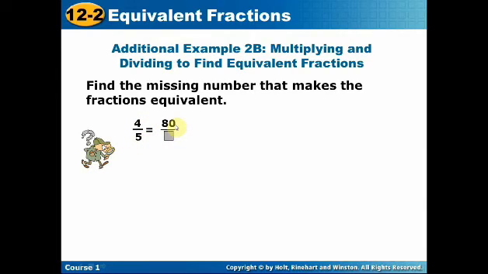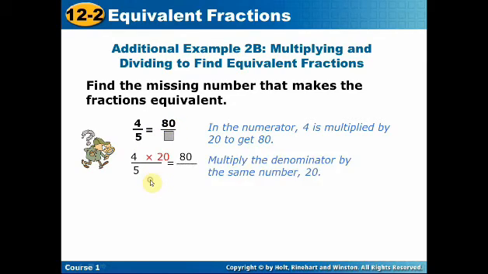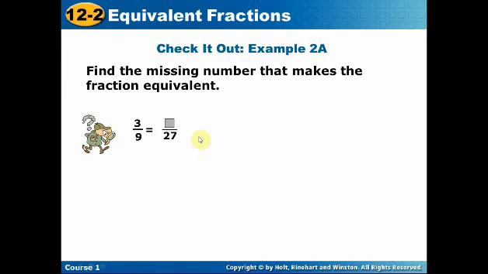4/5, and the numerator here is 80. In the numerator, 4 multiplied by 20 equals 80. For that, we also multiply the denominator 5 by 20. The result will be 100. For that, 4/5 is equivalent to 80/100.